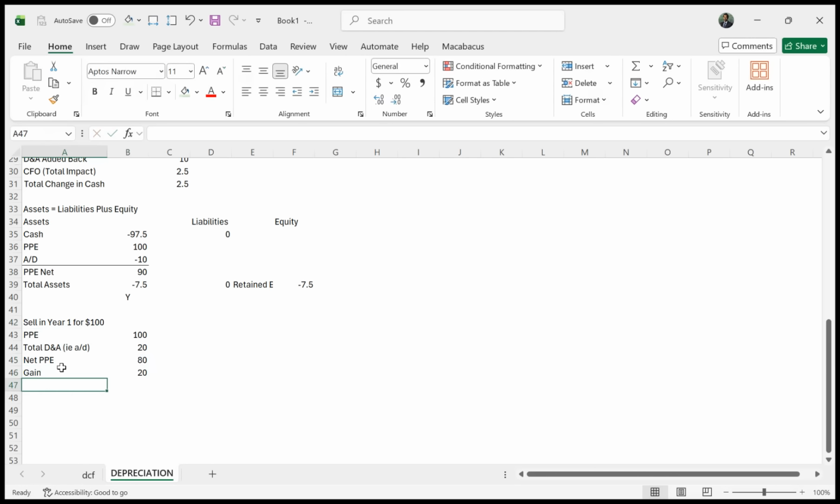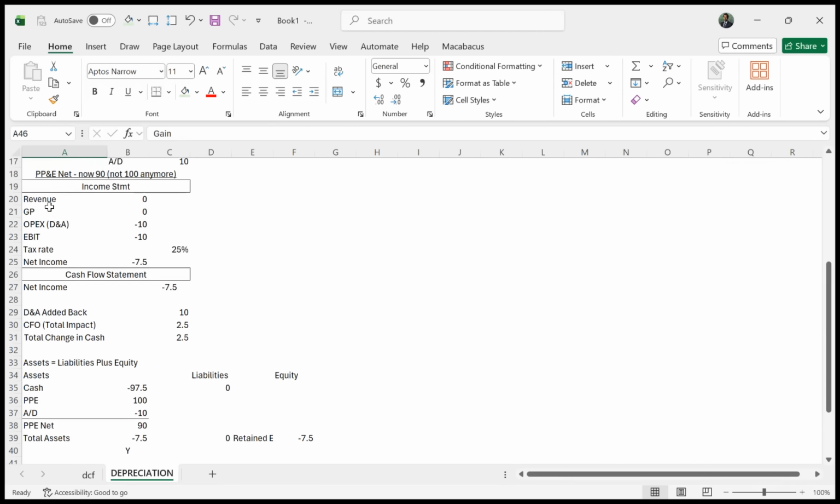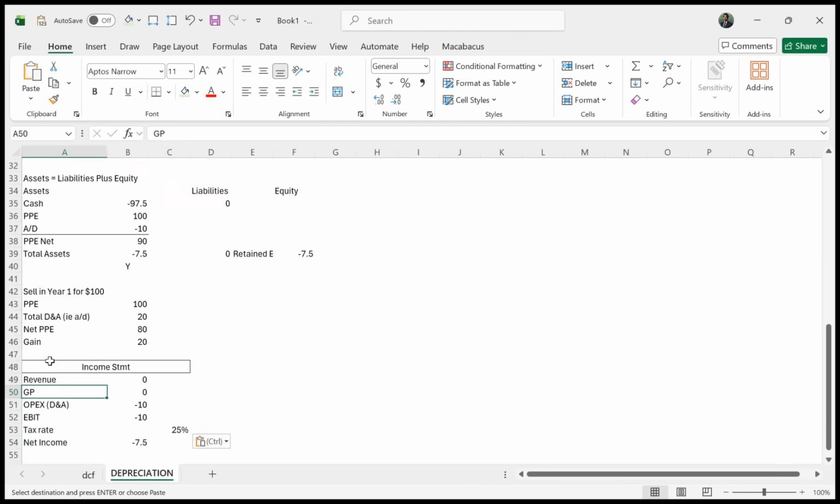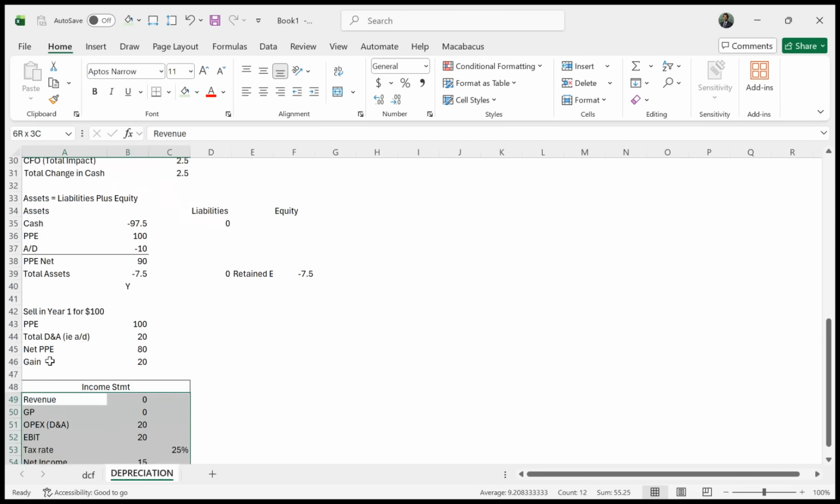Gain. Okay. So now, your balance sheet impact we can look at at the end, but for your income statement, I'd bring this back. Just take this template real quick. Revenue, nothing. GP, OPEX, really nothing. Well, no, I guess it's a gain. So you take the 20, I just put it in under operating, which means EBIT's going to go up, which means now your net income's up 15, with the 25% tax rate.